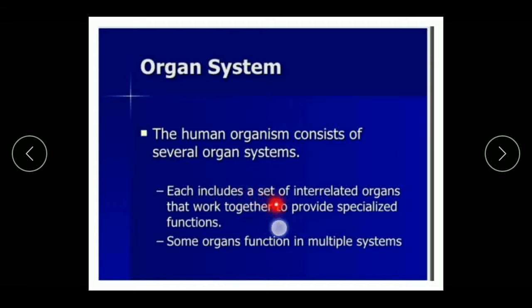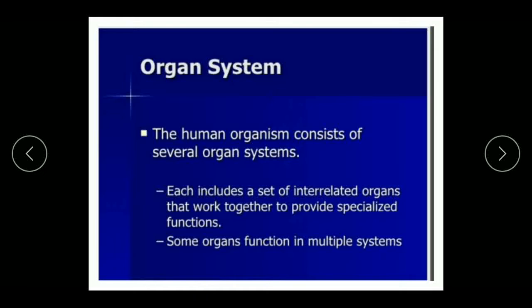Each organ system includes a set of interrelated organs that work together to provide specialized functions. A set of interrelated organs having a unique function is called an organ system. Some organs function in multiple systems.